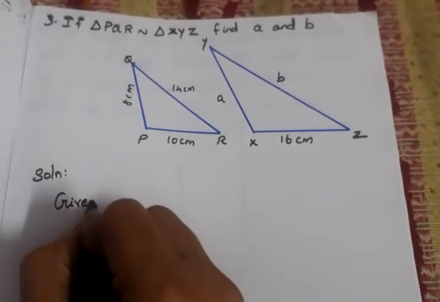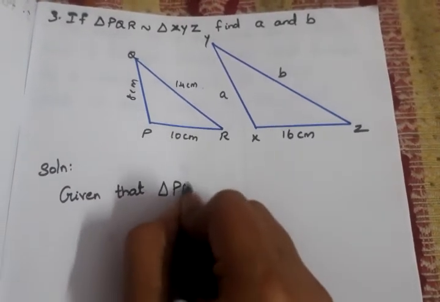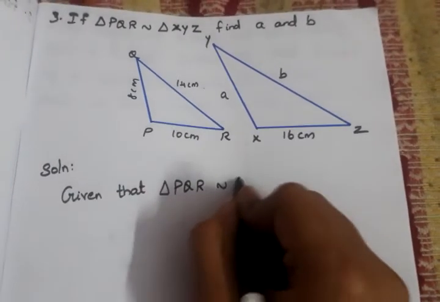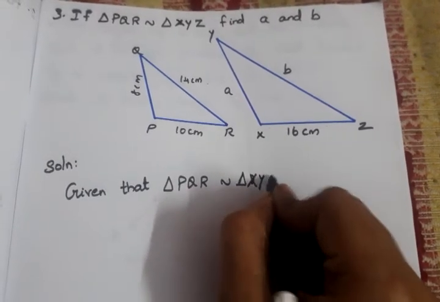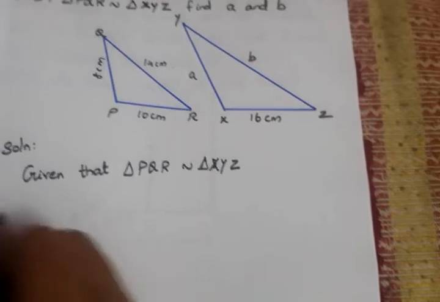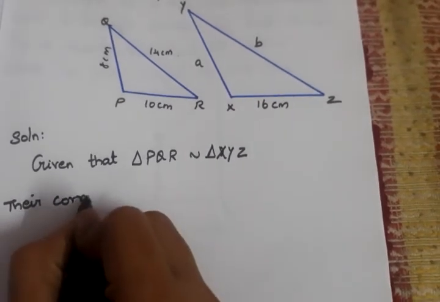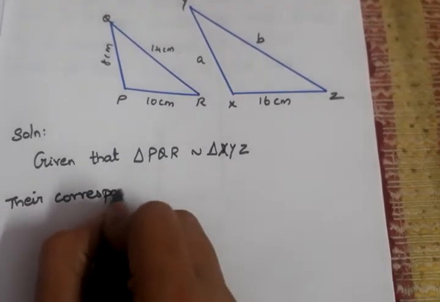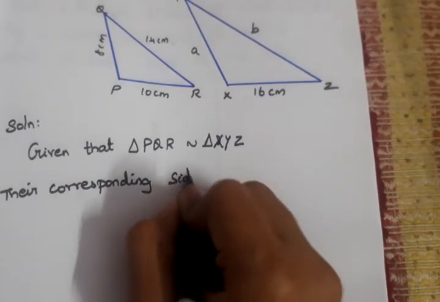Given that triangle PQR is congruent to triangle XYZ, their corresponding sides are proportional. Their corresponding sides are proportional.